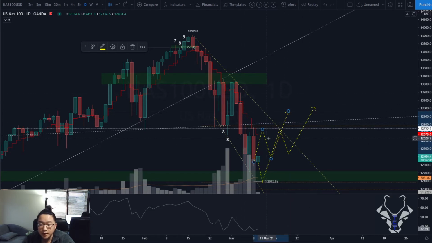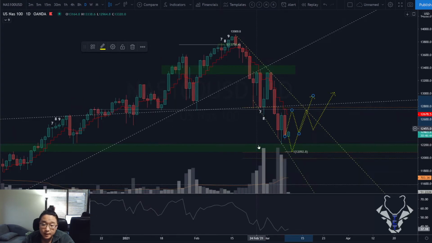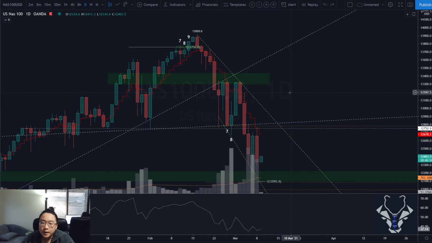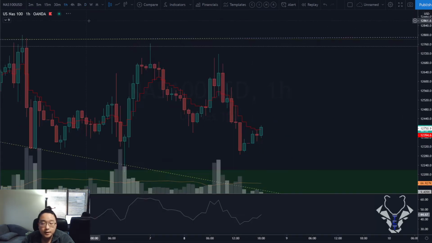So these are the bull thesis. They are a lot weaker compared to the bear thesis because the trend is in the bear's favor. Okay, so keep that in mind when you're playing any trades.